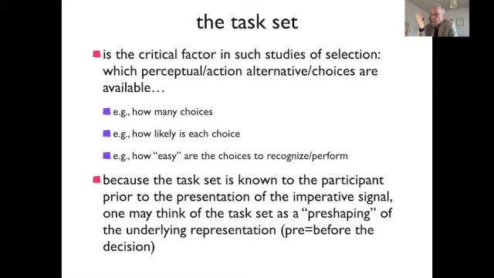preshape of the underlying representation. And it is shaped already, that information was available already before the imperative signal and go signal comes. So we assume the field has already relaxed to a state that reflects the knowledge about the task setting.